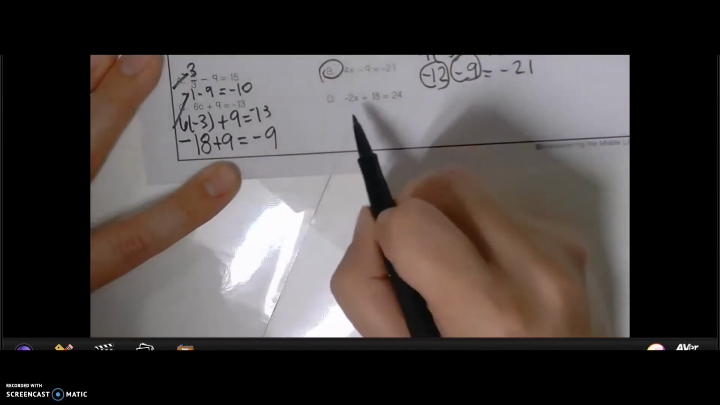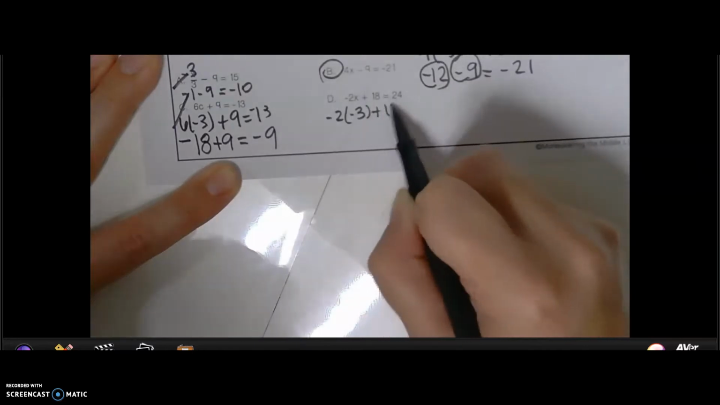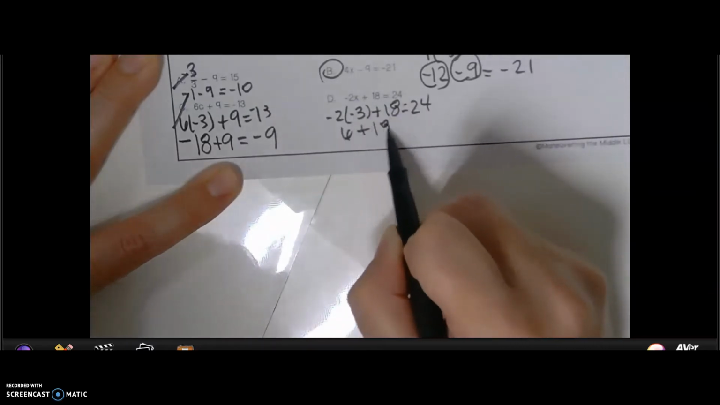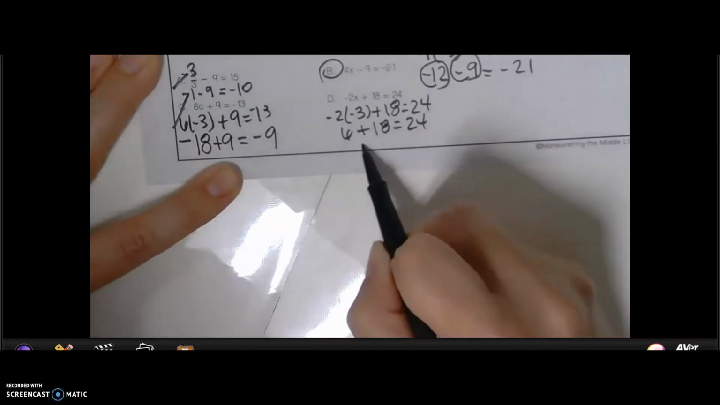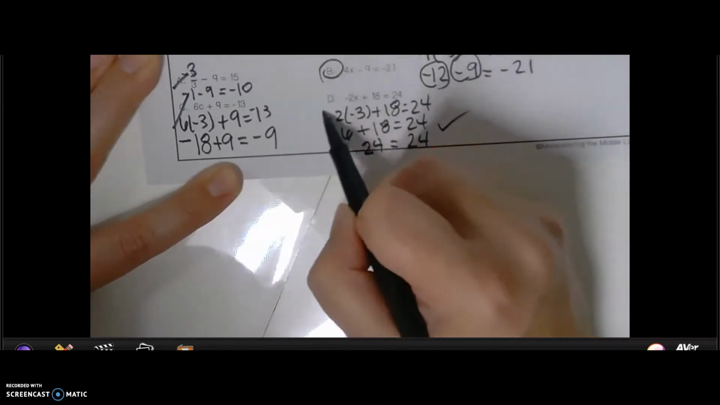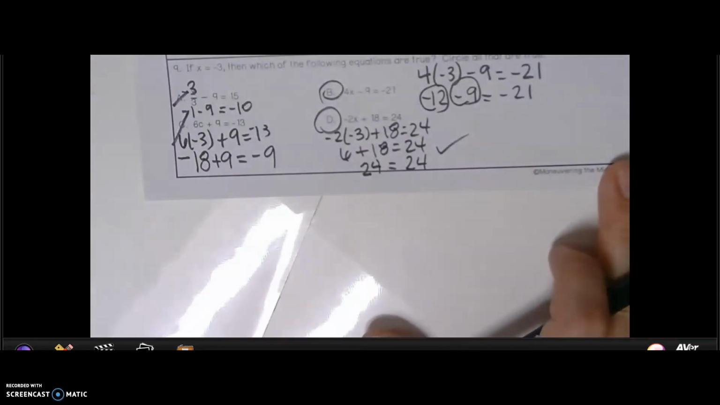So let's look at D. Negative 2 times negative 3 plus 18 equals 24. Negative 2 times negative 3 is 6 plus 18 equals 24. 6 plus 18 is 24. 24 equals 24. So this equation is balanced. So x equals negative 3 is a solution that makes that equation true.